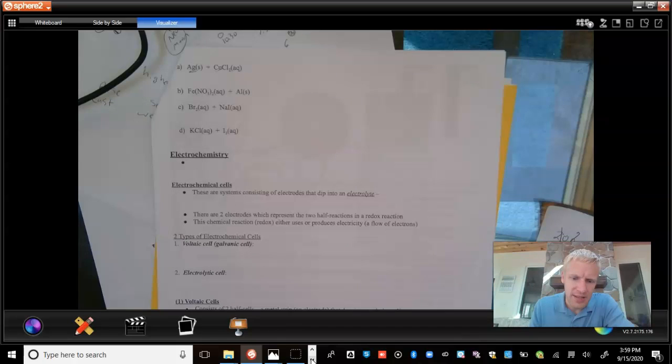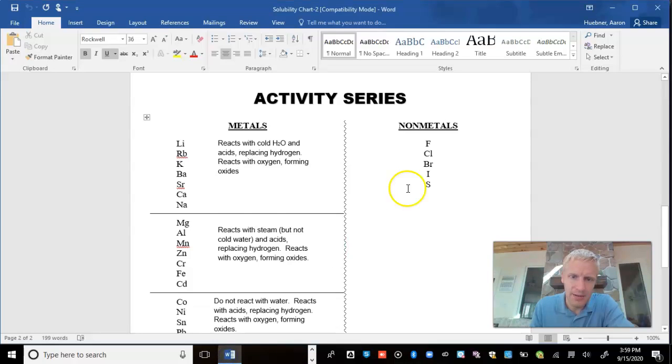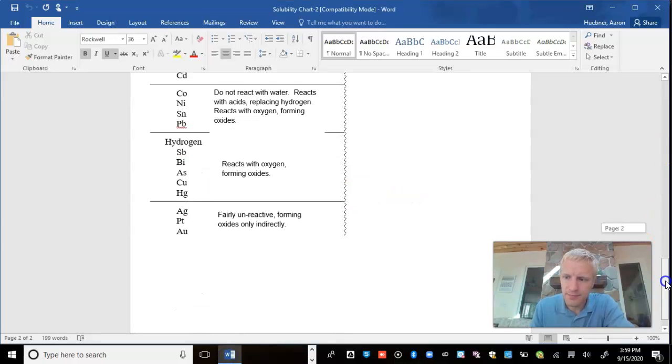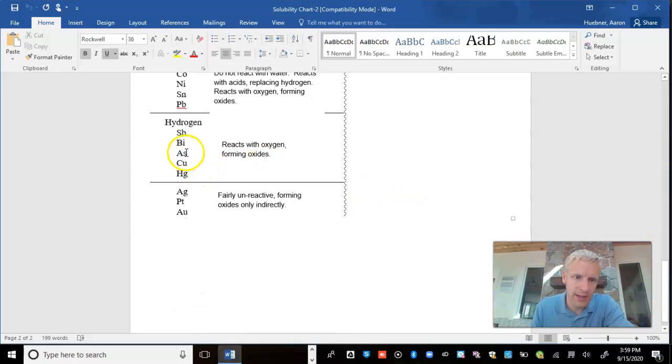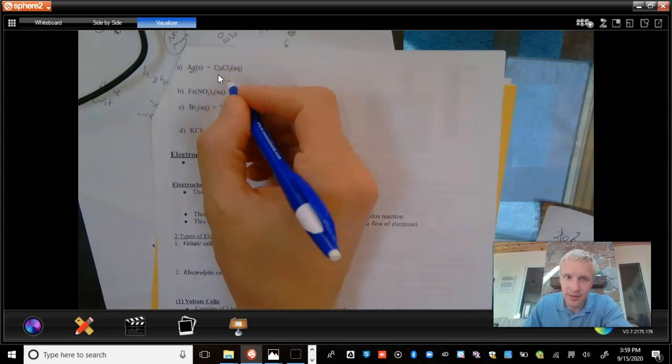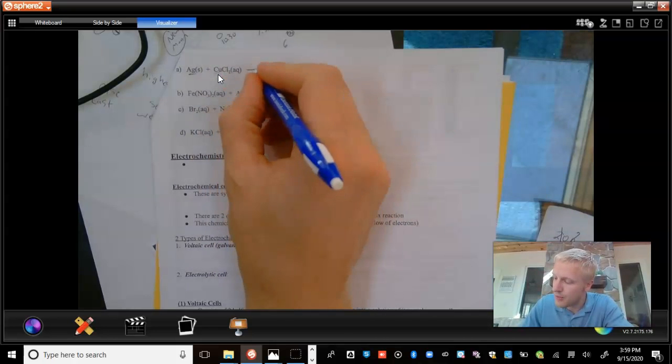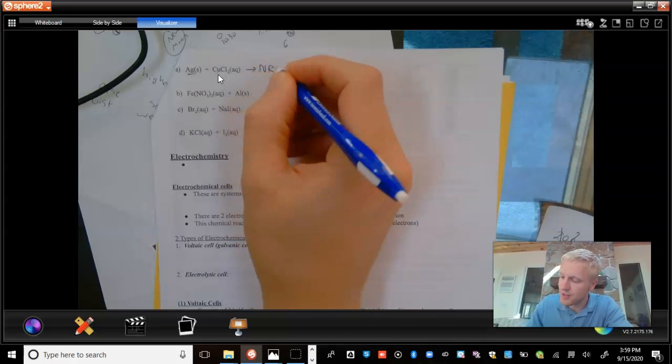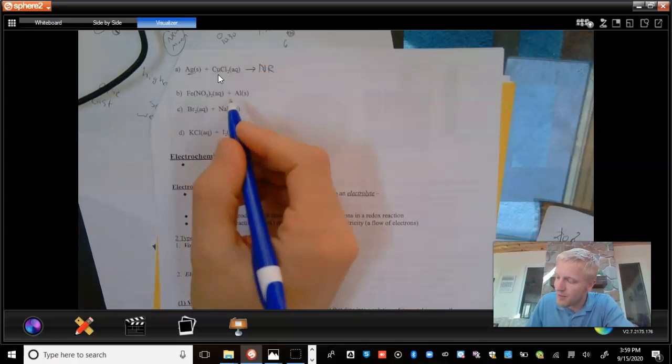Alright, silver versus copper. We have copper down there and silver even further. So copper is going to be more readily oxidized. Therefore, nothing's going to happen. Copper's electrons are going to be taken by chlorine. So no reaction. How about iron versus aluminum?